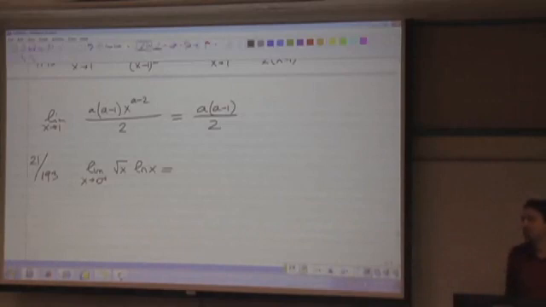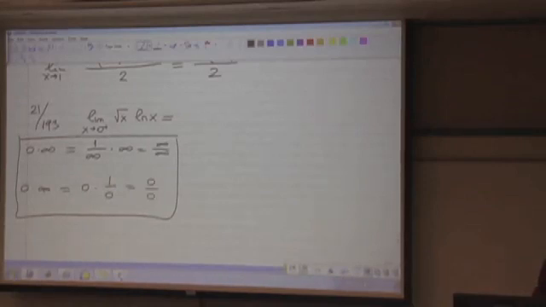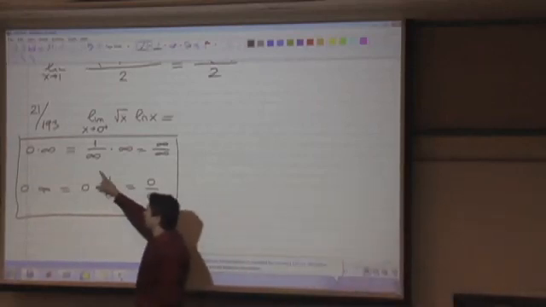We can't take the derivative because we don't have it as 0 over 0 or infinity over infinity. However, let's make a lovely box over here. 0 times infinity can be written as 1 over infinity times infinity, or 0 times infinity can be written as 0 times 1 over 0. So we can either write it as infinity over infinity, or we can write it as 0 over 0. Do you understand that? 1 over infinity is 0, right?